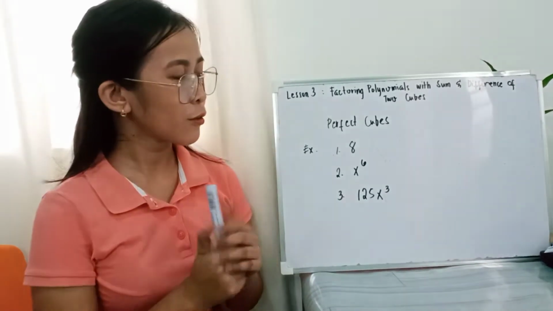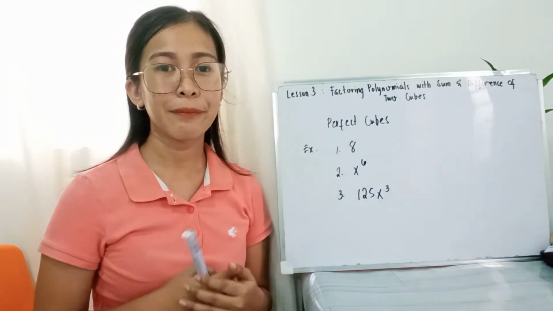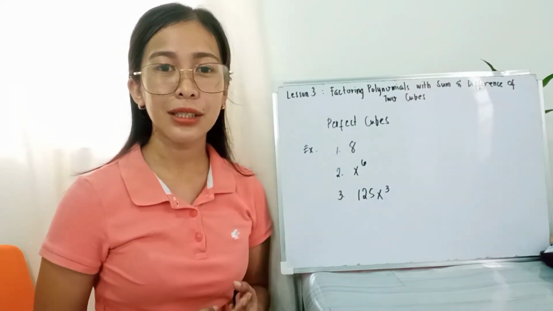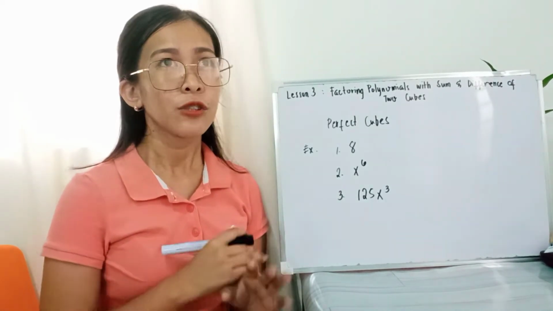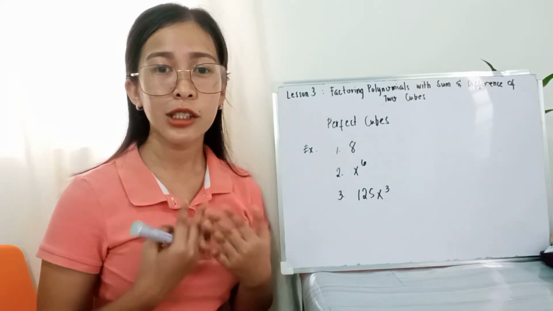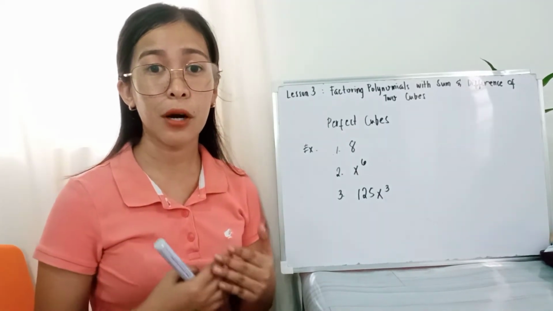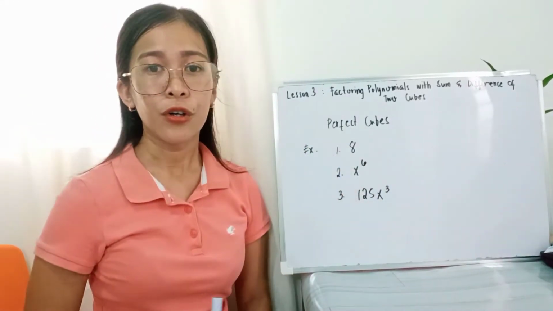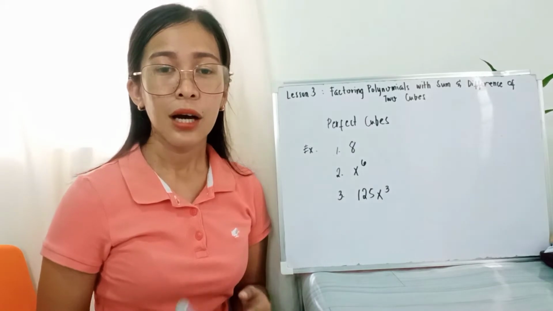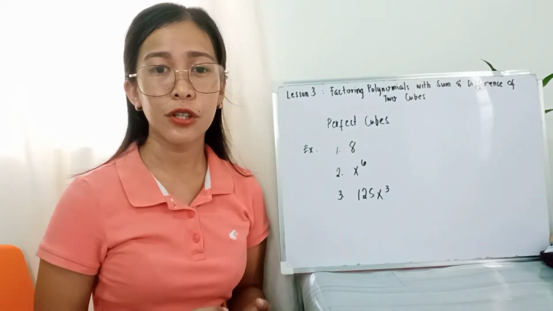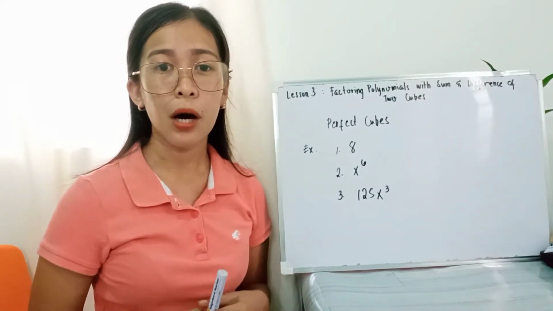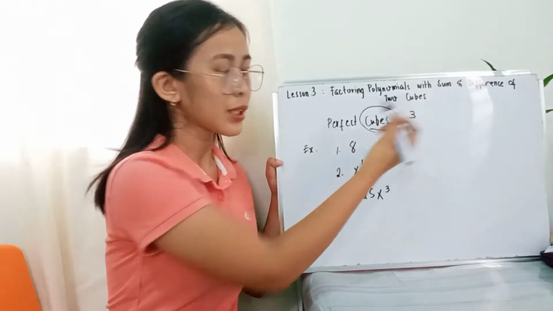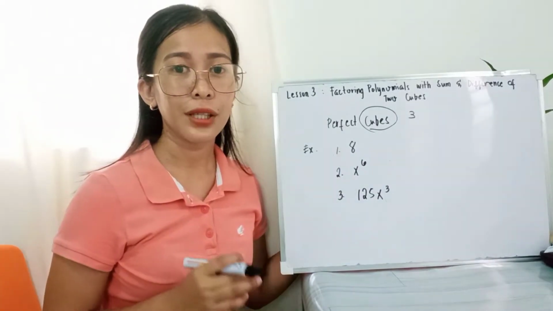Alright? So, bago natin to simulan, kailangan may knowledge muna kayo about perfect cubes. So, di ba may tinatawag tayong perfect squares? Yung perfect squares, these are numbers or expressions that we could express to the power of 2, right? Ngayon, perfect cubes naman tayo. So, when we say perfect cubes, these are numbers or expressions that can be expressed to the power of 3. Okay? Cubes means 3 or exponent of 3.